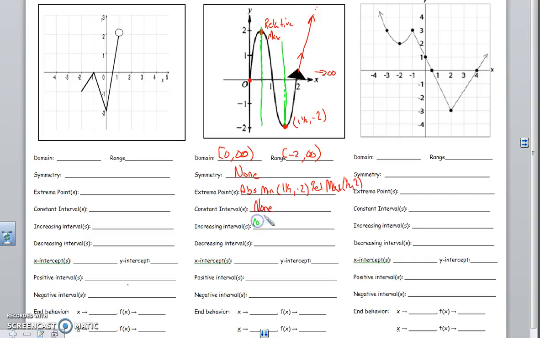So I'm going to change that color. That's kind of hard to see, right? 0 to 1/2, it goes up. And then from 1/2 between here and here, 1/2 to 1.5, it is decreasing. And then after that 1.5, it goes up forever, so 1.5 to infinity.